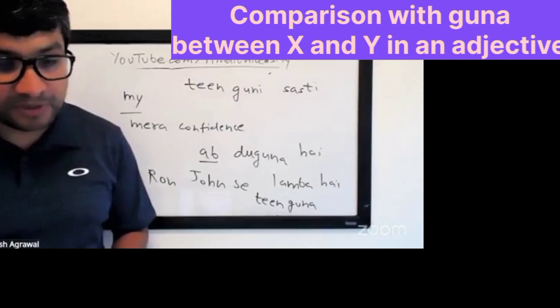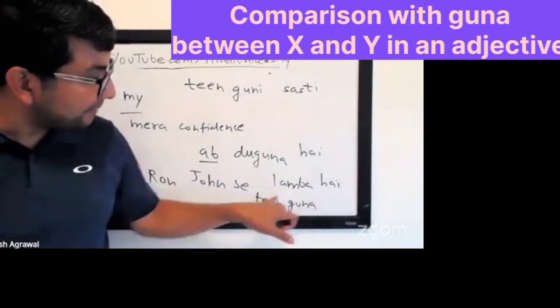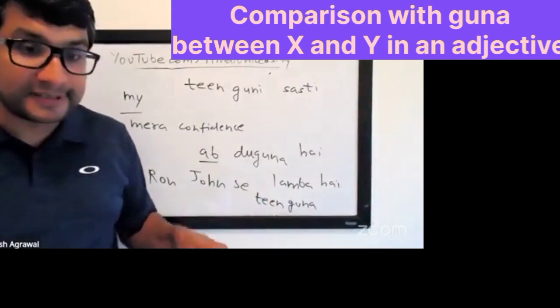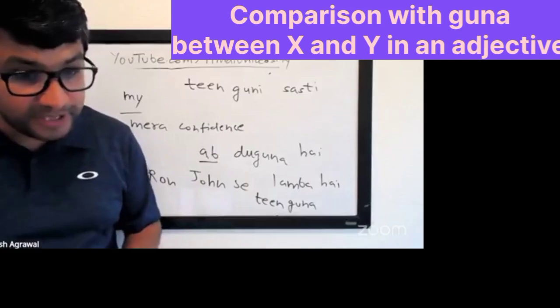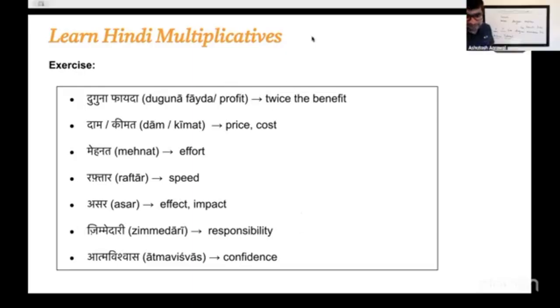Right, so you see the moment when I was using lamba, it's like, you know, 3 guna. If I change it to feminine, it's 3 guni. Right, I'm going to share my screen again.